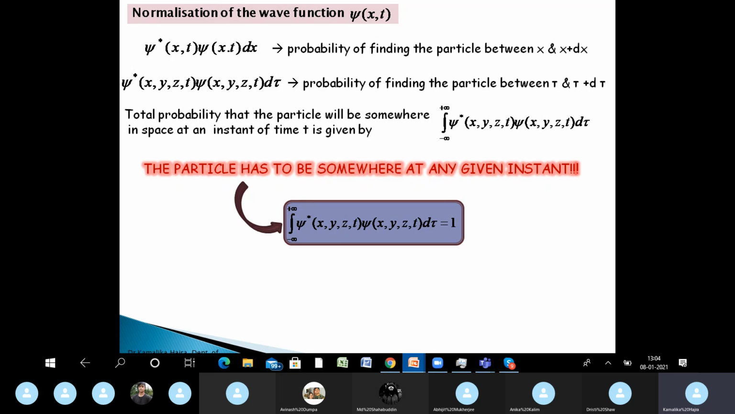Okay. So when you integrate over all the 5 boxes, that probability density has to be equal to 1, because the duster has to be somewhere within the 5 boxes. Now is it clear what I am talking about when I say the particle has to be somewhere within space at any given instant, and why this integration is equal to 1?